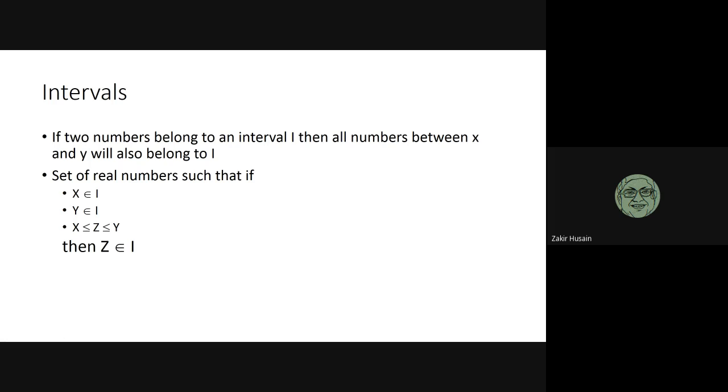Okay. Now we come to interval. If any two numbers x and y belong to an interval I, then all numbers between x and y will also belong to the interval I. So let us take two numbers, 2 and 4. So in between we have 2.1, 2.2, and so on. So all these numbers which are between 2 and 4, which satisfy the property, all of them belong to the interval I.